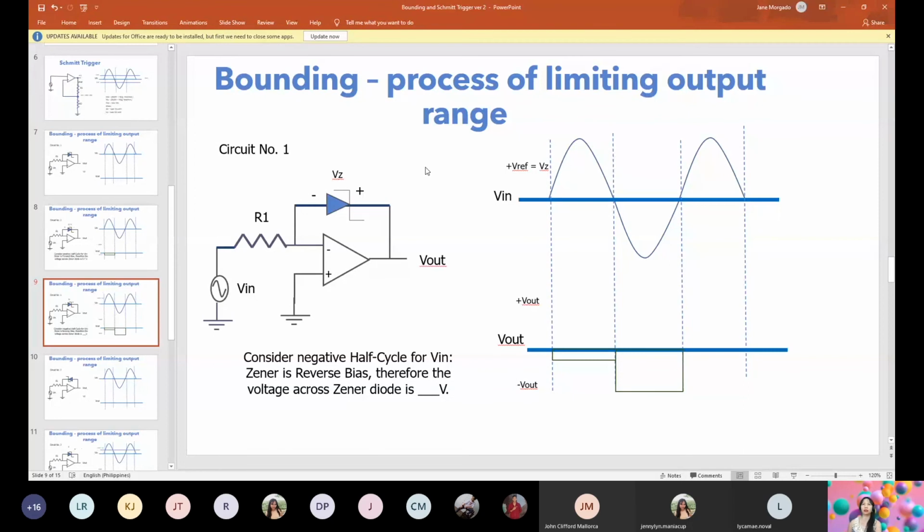So if that is so, what would be the voltage across the zener diode? If we have a VOM here, with the positive probe at Vout and the negative probe at the ground, what do you think would be the output voltage? Equal to positive Vz. So you have a positive Vz, and this one is negative 0.7.